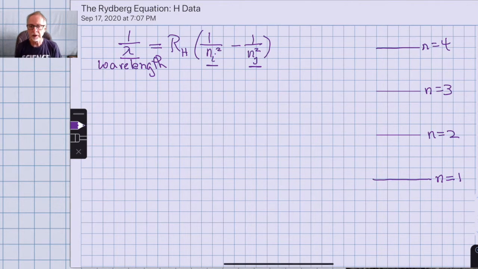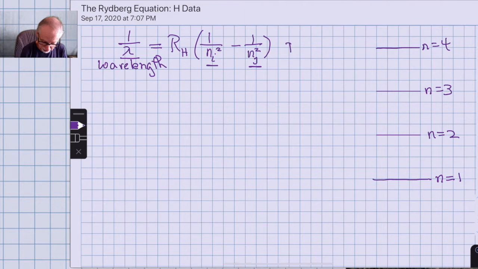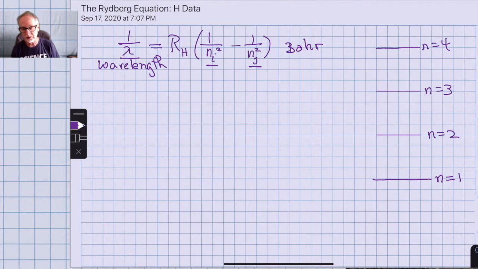And again, this equation was derived before we knew about quantum theory and we knew about energy levels in atoms. It was empirically derived, but it does fit with the model of the atom that's developed through quantum theory. First, from Bohr, that we've already talked about the Bohr model of the atom, where each of these n values corresponds to orbits, discrete orbits of the electrons around the nucleus.